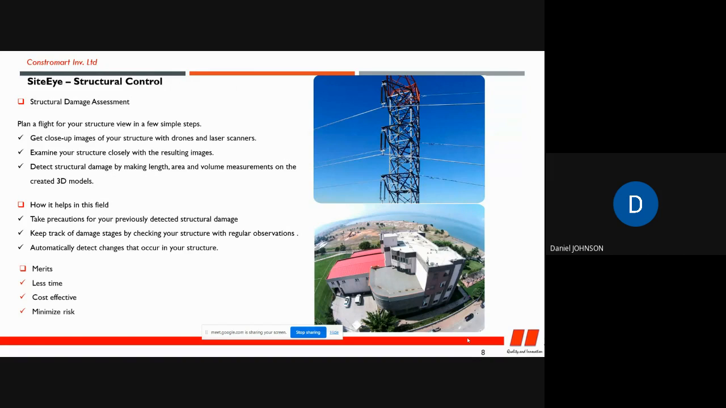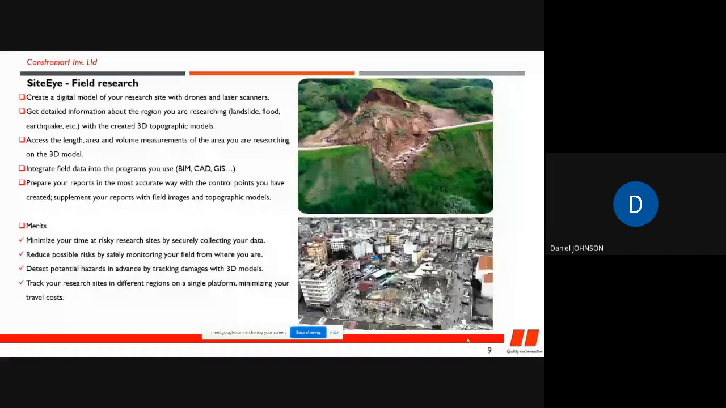Used to create a digital model of your research area, be it a landslide or an earthquake, and detailed information about the area you are researching, as I mentioned earlier, can be created with Siteeye's 3D topographic model. And then from the 3D model that has been created, you can measure the length and volume, and this data can also be integrated into GIS, building information model, and AutoCAD.